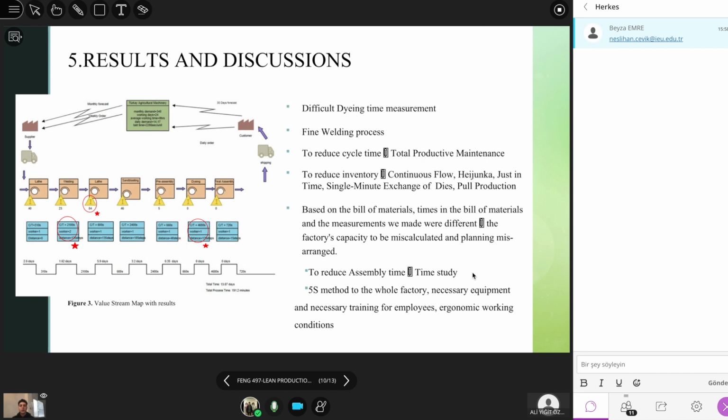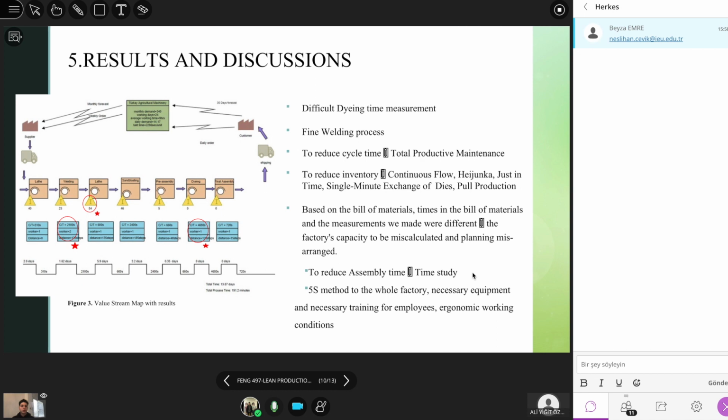We based our work on the bill of materials, but we saw that the times in the bill of materials and the measurements we made were different. This causes the factory's capacity to be miscalculated and planning to be misarranged. Since assembly is a manual job, machine time can be reduced to some extent, but the duration of human work can be reduced by time study.